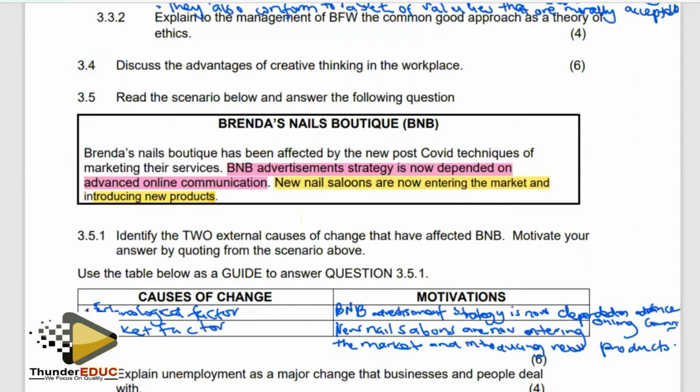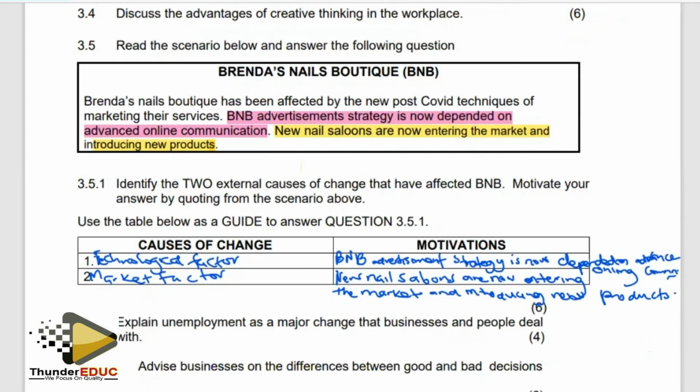Okay, I think we are seeing the scenario. The scenario talks about Brenda's Nails Boutique. Brenda's Nails Boutique has been affected by new post-COVID techniques of marketing their services, and B&B's advertisement strategy is now depending on advanced online communication. New nail salons are now entering the market and introducing new products. We are supposed to identify two external causes of change that have affected B&B, and motivate answers by quoting from the scenario.